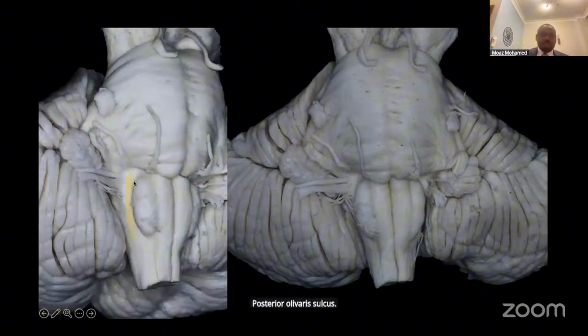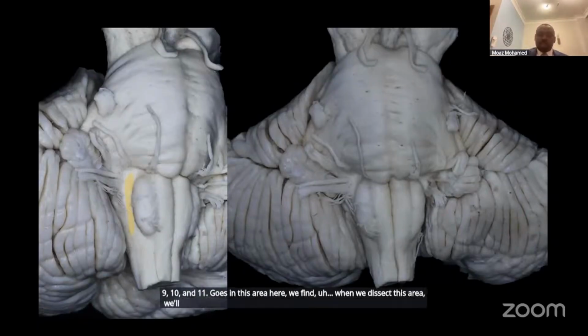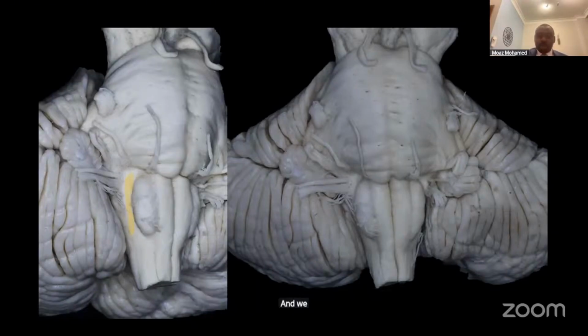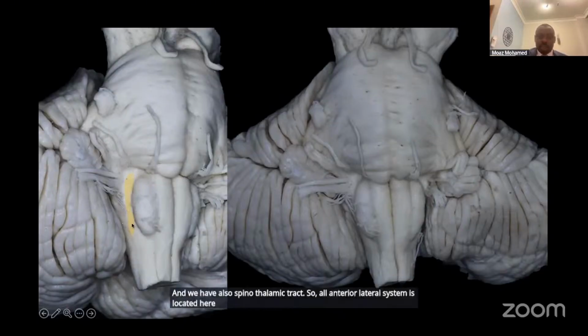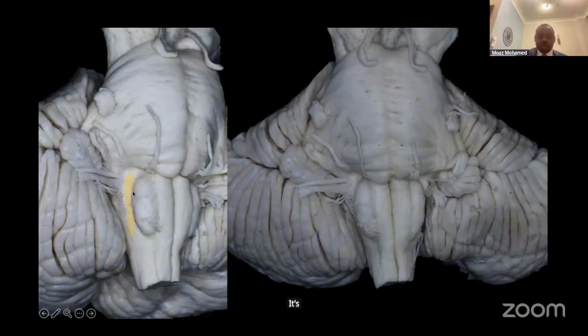This area is, for me, a very important area, located between the olive and the lower cranial nerves 9, 10, and 11. When we dissect this area, we find a lot of tracts. The most important tract is the ventral spinocerebellar tract, and we also have the spinothalamic tract. So the whole anterolateral system is located here in this area. It's not just a posterior olivary sulcus.